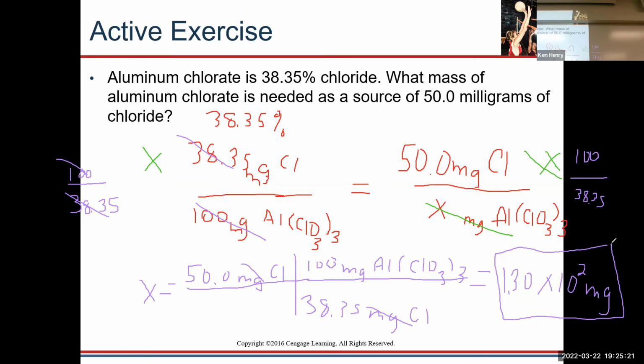So if you said 130, because there's technically 3 sig figs, 130 would only be 2. But if you said 130 point with the decimal point, that would be okay.